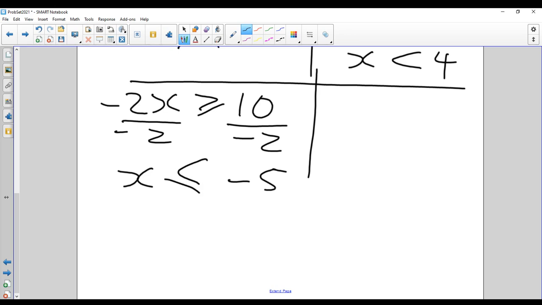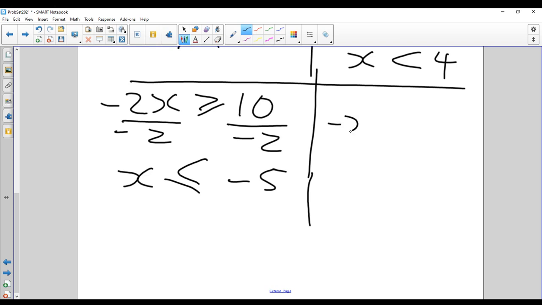So whenever you have to divide both sides by a negative or multiply by a negative, either one, the direction of the inequality flips. So instead of x being greater than or equal to minus 5, it's less than or equal to minus 5. That's the answer to this inequality. I'll do one more just to make sure we all understand this.